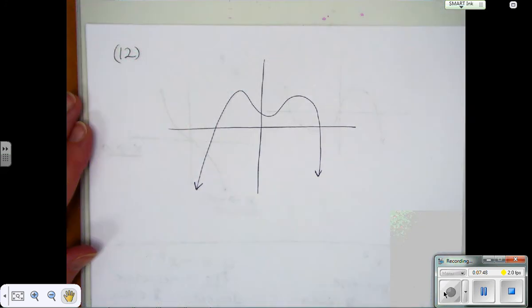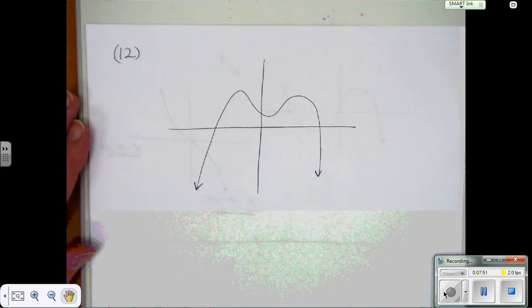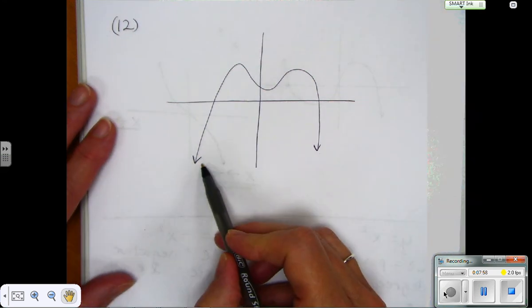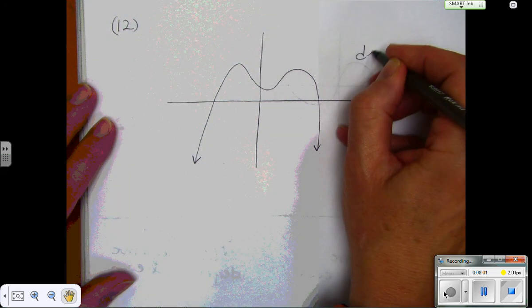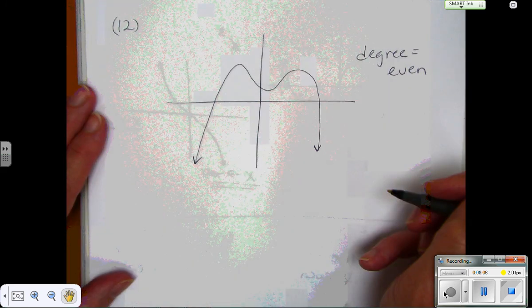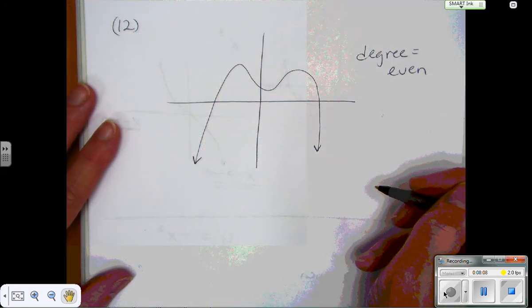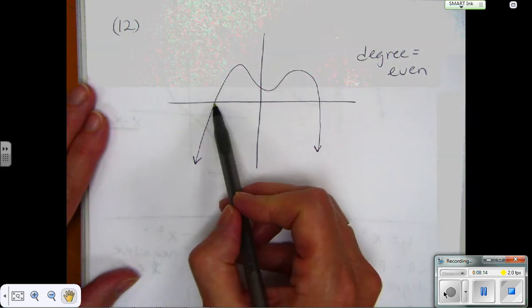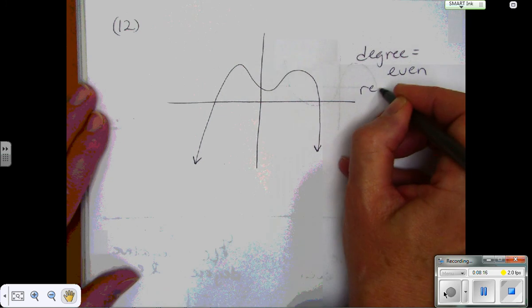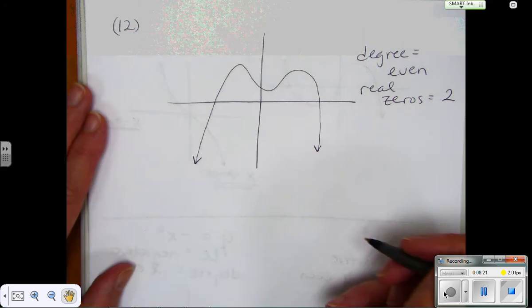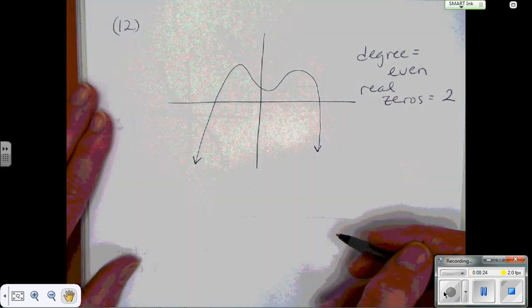Okay, here's number 12, and it wants us to describe the end behavior, state the maximum number of real zeros, and state if the degree is even or odd. So first of all, since the ends are going the same direction, then this degree has to be even. State the maximum number of real zeros. Well, real zeros is just how many times it crosses the x-axis. So the maximum number here is 2. So you'd say real zeros, 2.